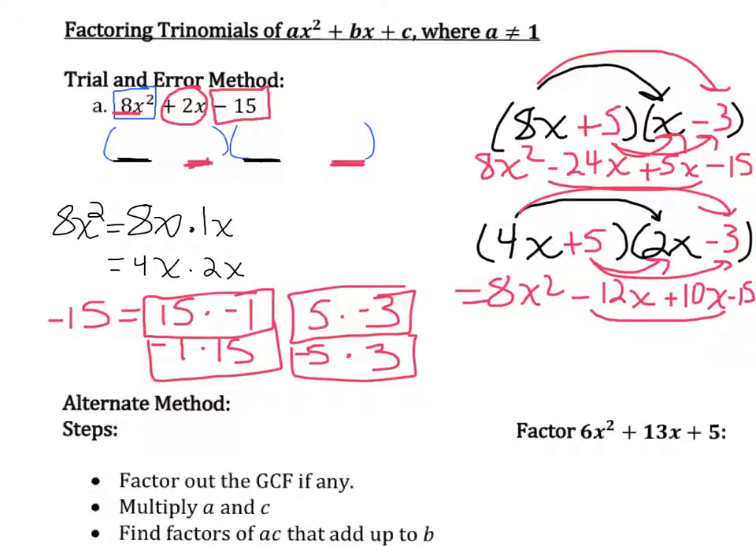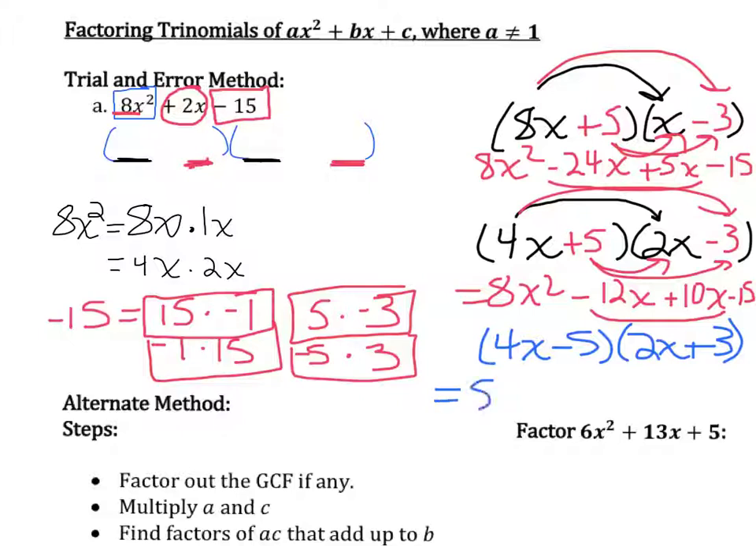So let's think about this. I'm just going to come down here: 4x minus 5 times 2x plus 3. Let's see if that will work, right? I'm going to check myself by filling it out. I'm not going to draw those arrows since I'm running out of space.